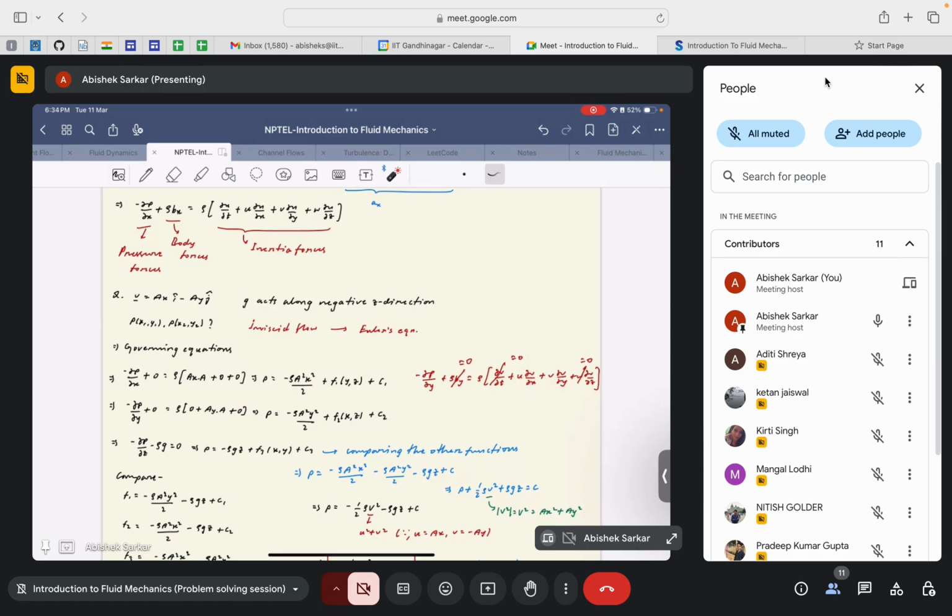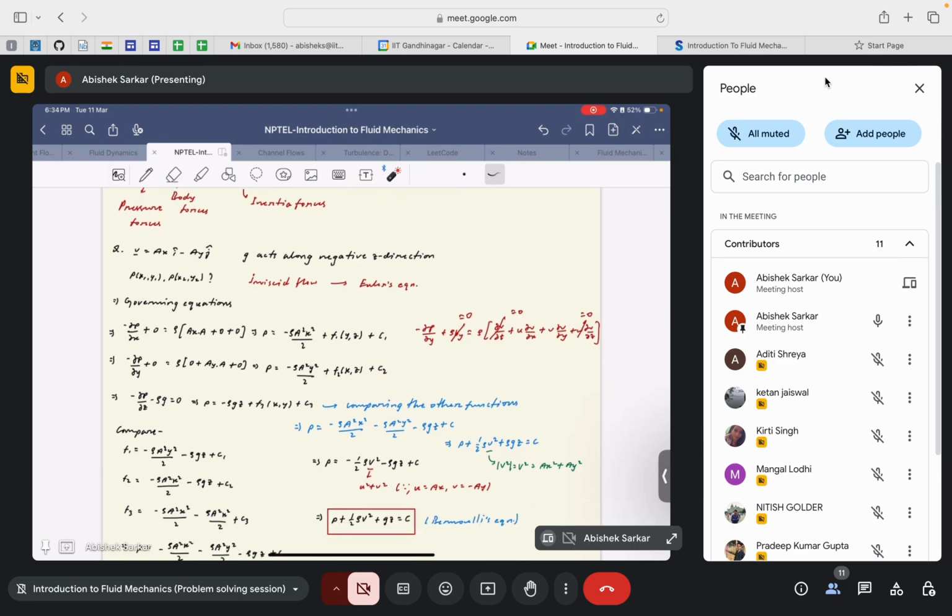Here v is minus a y, and dou v by dou y would be minus a, so minus minus will cancel out, and we are left with a square y. So we have minus dou p by dou y equal to a square y. Once you integrate it, you get p equal to minus rho a square y square by 2 plus some function of x and z, because it's a partial derivative, and an arbitrary constant c2.